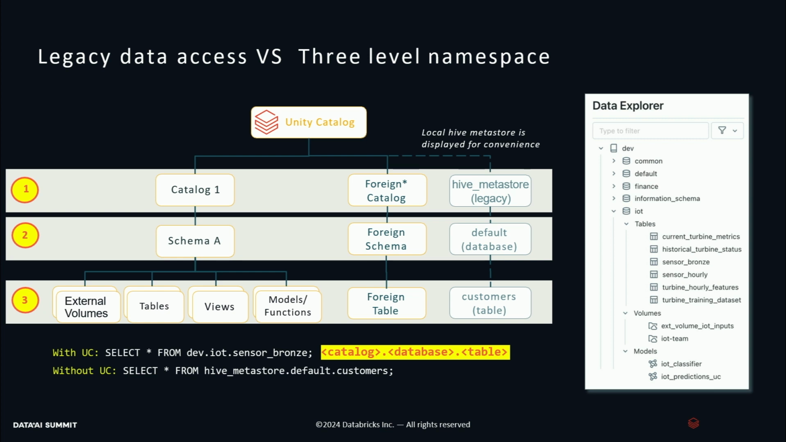When a user queries a table in Unity Catalog, the user is going to use a proper 3-level namespace where he is going to specify the catalog name, the database name, as well as the table name. But without Unity Catalog, for the same command, the user is parsing through the entire Hive metastore and the entire default database if he wants to read just one single table, which is customers in this case.